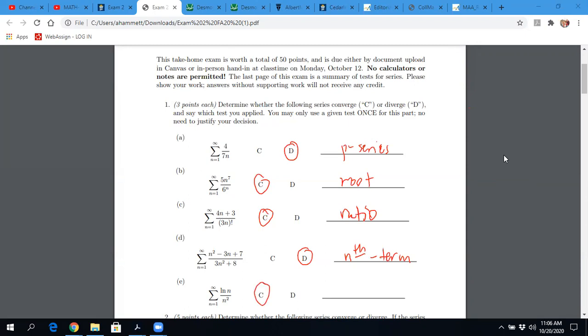Letter E converges, and there are a couple of options. You could use direct comparison with a p-series if you really wanted to, okay? But you could also use the integral test, and some of you even said logarithmic p-series, which I accepted. So there are any number of options here, okay? So I wasn't super picky about that, okay?